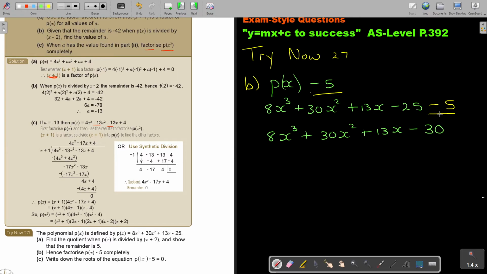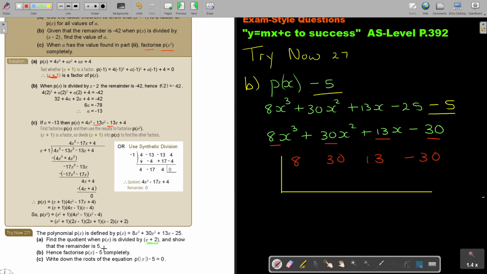And now I'm going to factorize it. Now, don't forget that x plus 2 was a factor. So I'm going to just show you the short way. I know you can do it the other way too, but unfortunately I don't have my original here. So can I just show you the short way? Because now I'm going to do it to make sure I don't make a mistake. So it's 8, 30, 13, minus 30.